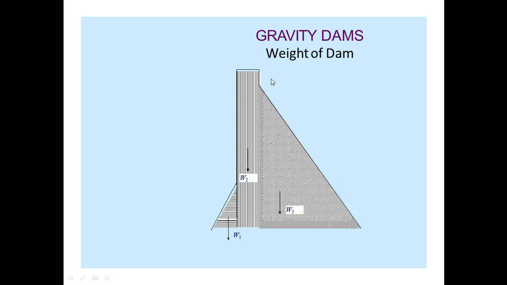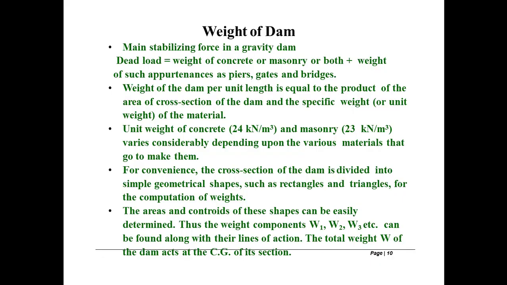As you can see in the figure, this is the cross section of a gravity dam. It is divided into triangles and one rectangle. The areas of these sections can be easily found out, and by multiplying these areas with the unit weight of the material, we can easily get the weight of the dam per unit length. At the end, when we add all these components such as W1, W2, W3, we will get the total weight of the dam. In this way, we can easily find the total weight of the dam.